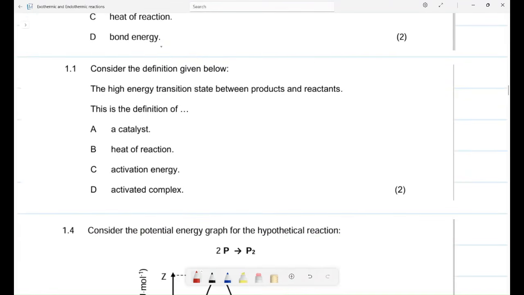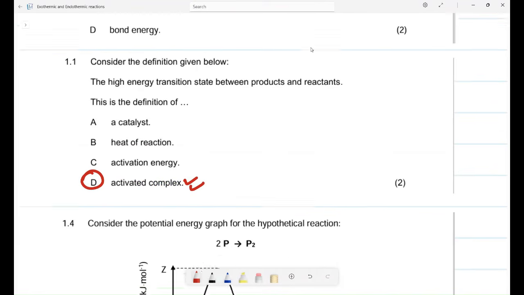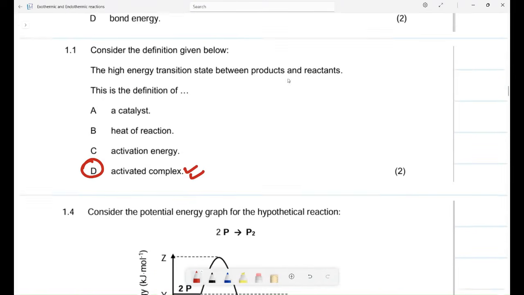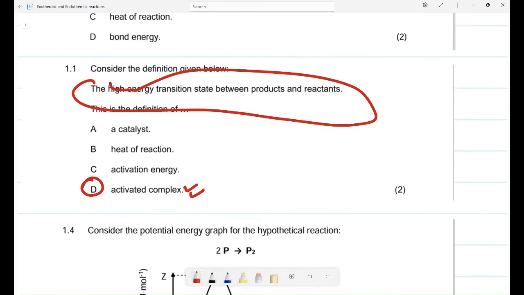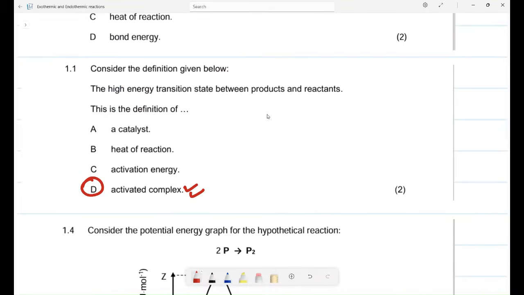1.1. Consider the definition given below: the higher energy transition state between the product and reactant. This is the definition of the higher energy, unstable transition state between product and reactant. It is what? The activated complex. So the most correct answer is D. This is you knowing your definitions. Definitions can be stated in different ways, but use the definition that your teacher gives you in the classroom.